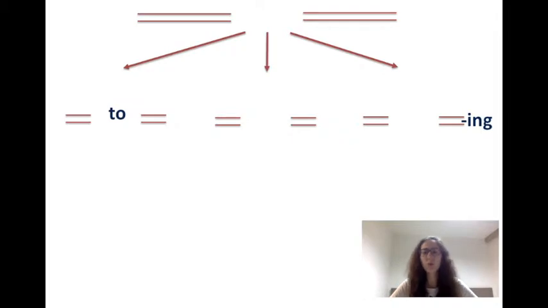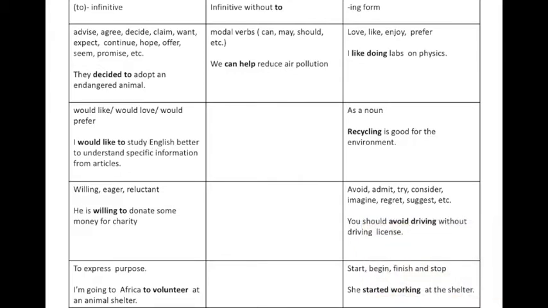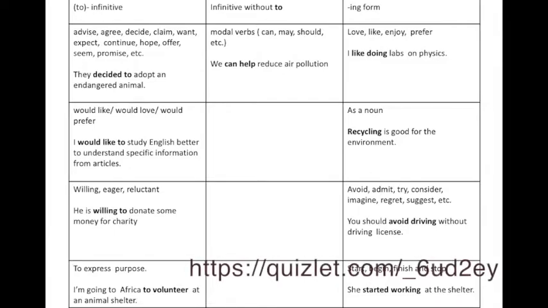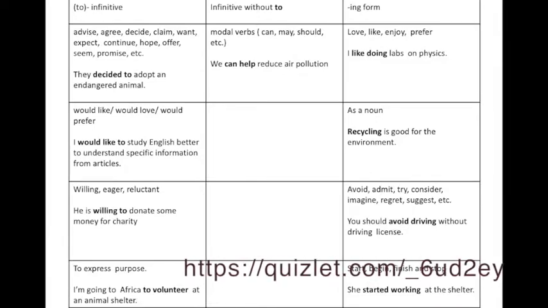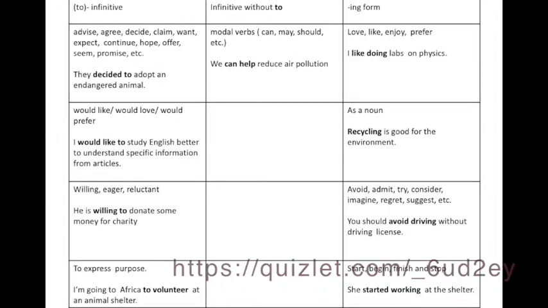Your choice will be determined by the verb you are using. You can see the table with three columns, which show how to use some very common verbs. Stop the video and look through the table. Then follow the link you can see on your screen and learn the words.